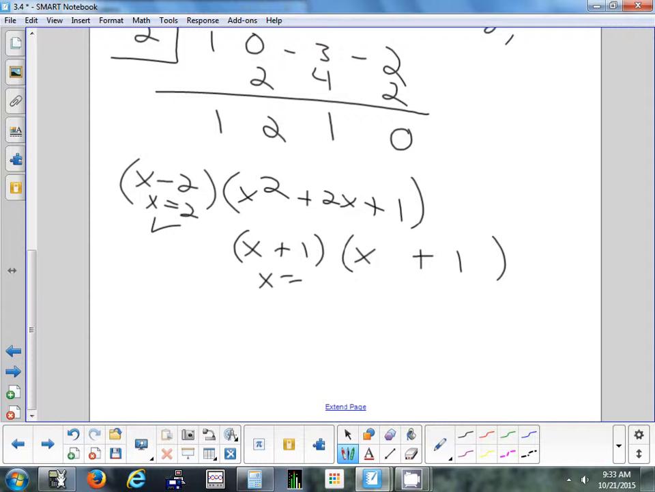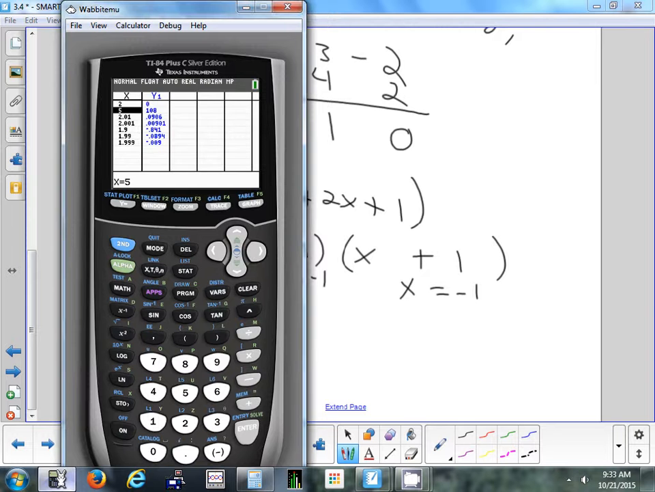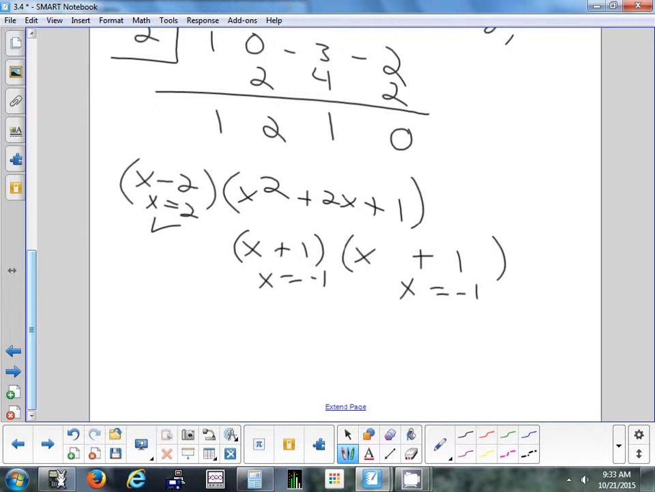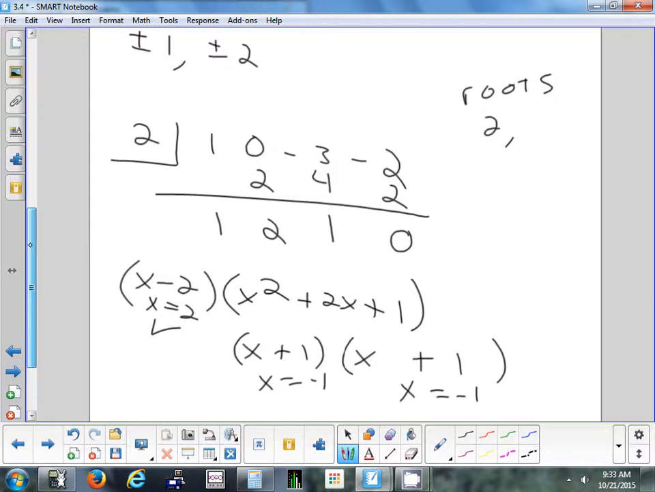What value would you plug into this factor to make it 0? We already kind of expected that's what was going to happen. We looked at the picture. It went very close to -1 and turned away quickly. So we were thinking it would be a repeated root, and it was. So my roots in this problem are 2, -1, and -1. So there are 3 answers. It's just one of them is repeated.